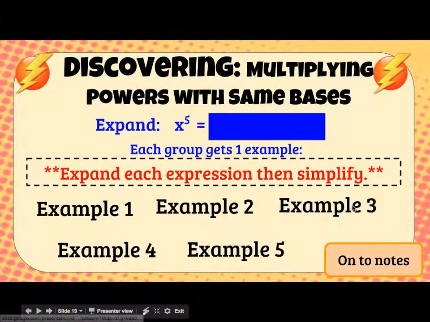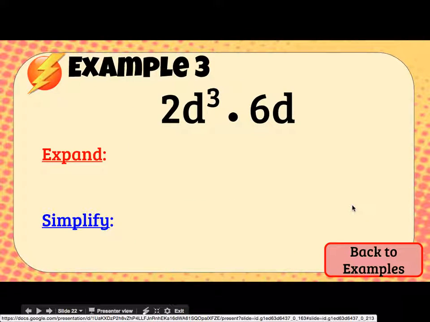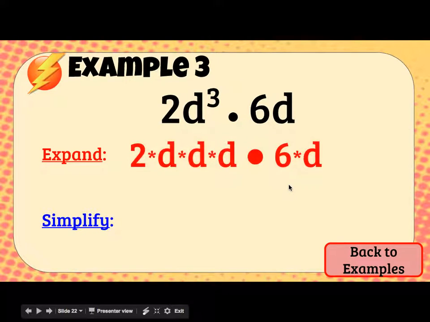So example number 3 is 2 times d to the 3rd times 6 times d. So this is a little bit different. We have to think, what is the exponent? I see that 3 is an exponent. What's the base? Is the 3 attached to the d, or is the 3 attached to the 2d? Well, the 3 is only attached to what's before it. So what it really looks like expanded is this: 2 times d times d times d, because the 3 was only attached to the d, and then times 6 times d. So is there any way we can rearrange this a little bit?